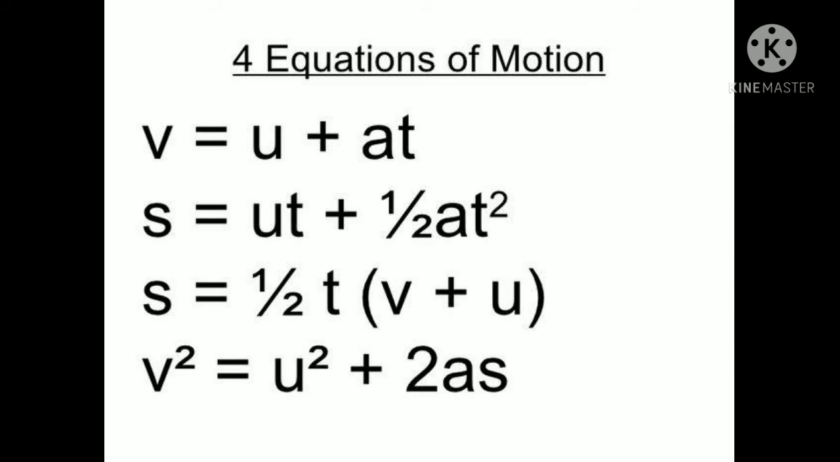That is, v = u + at, s = ut + (1/2)at², s = (1/2)t(v + u), v² = u² + 2as. But what are these? v is the final velocity, u is the initial velocity, a is the acceleration, t is the time, and s is the distance. So these 4 equations of motion are very important for the calculations. Please note down, students. Okay, these are very important.